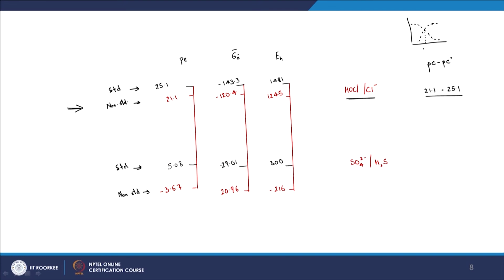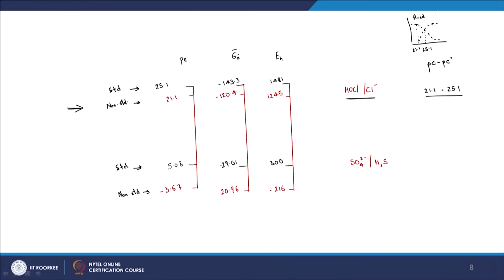So, if pE naught is 25.1, and pE is to the left of it or less than pE naught, 21.1, which form would predominate now, right? Similar to the acid base, the one with the proton, or here the one with the electron, or the reduced form, would predominate. So in this non-standard condition, the reduced form, Cl minus, would predominate.